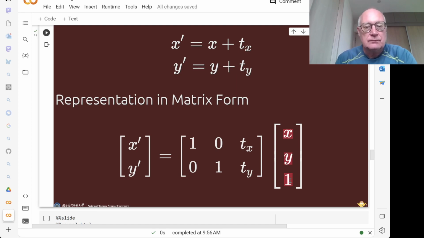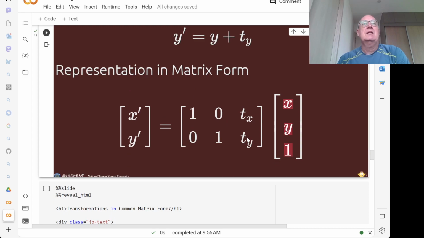So that means we need to have an extra number, a third number. And that number will be multiplied by these constants, so we'll make it a 1. So in this case, now I get 1 multiplied by x, plus 0 multiplied by y, plus tx multiplied by 1, which gives me x plus tx. And here I get 0x plus 1y, so y plus 1 multiplied by ty is y plus ty. So that will be the correct representation of a translation in matrix form.